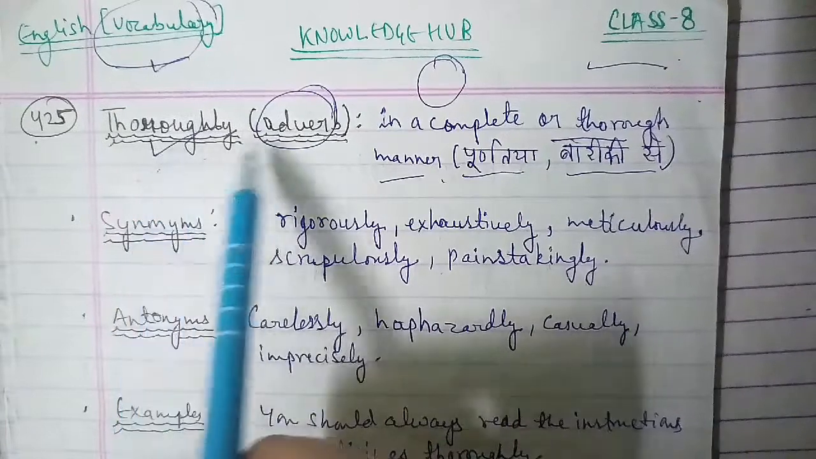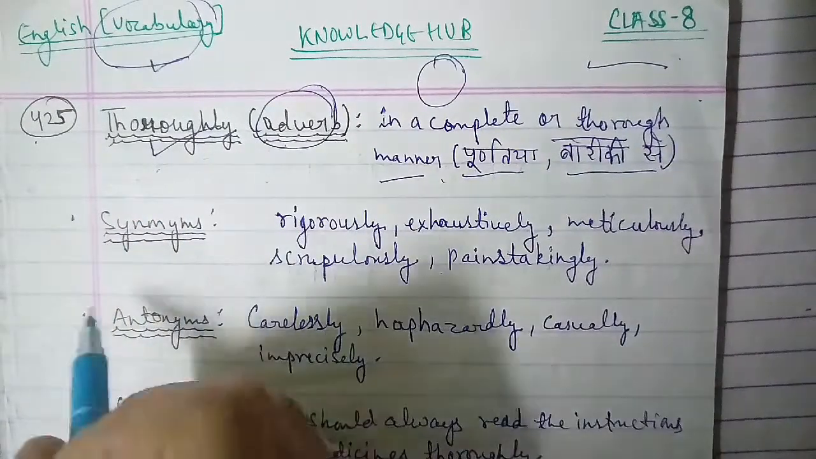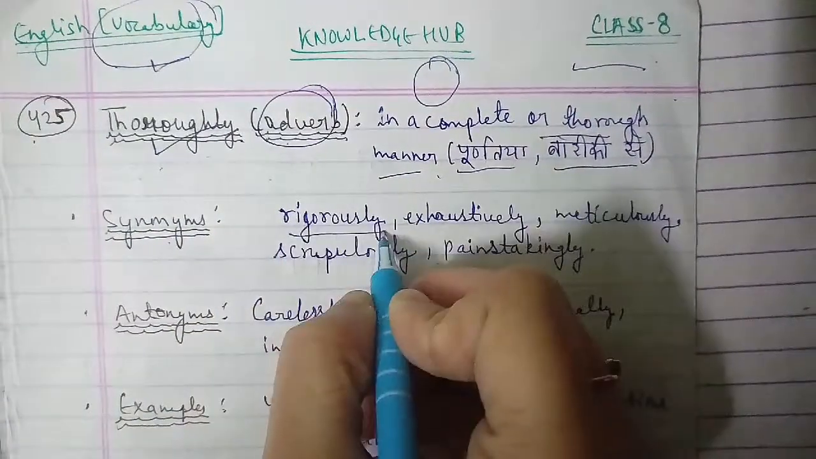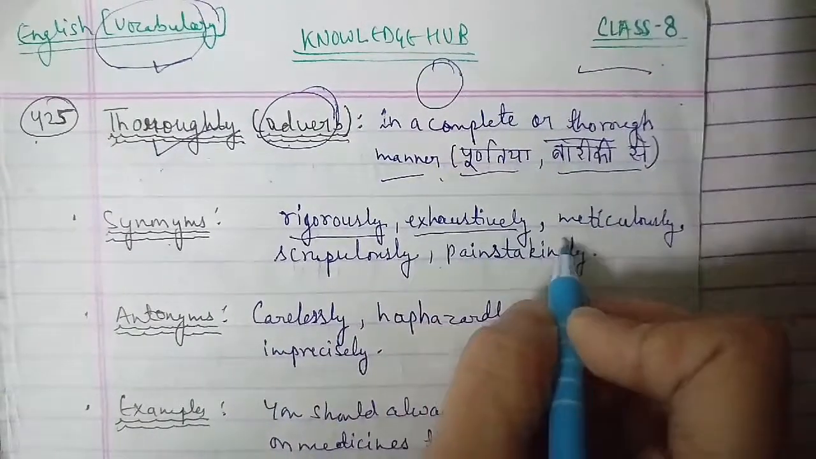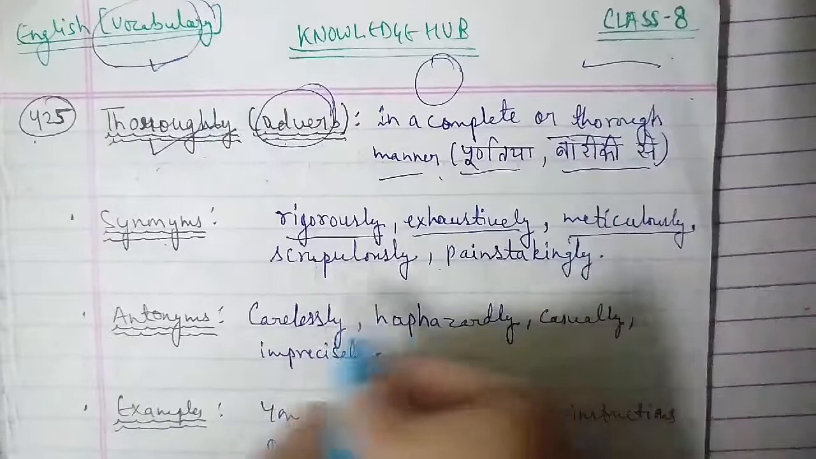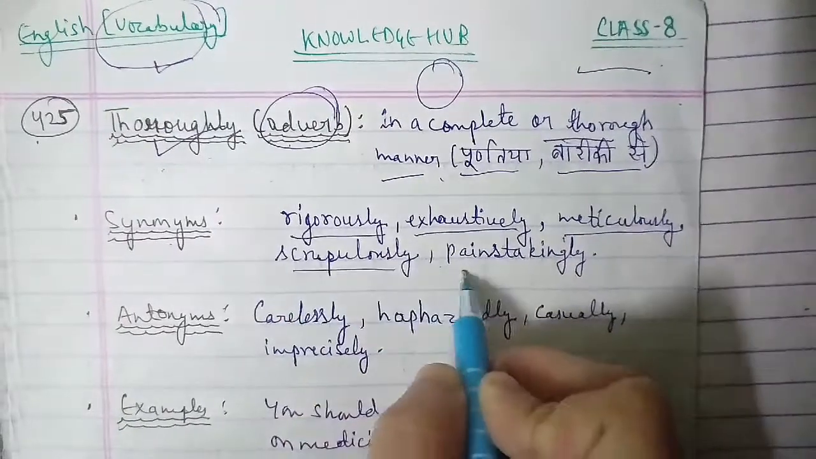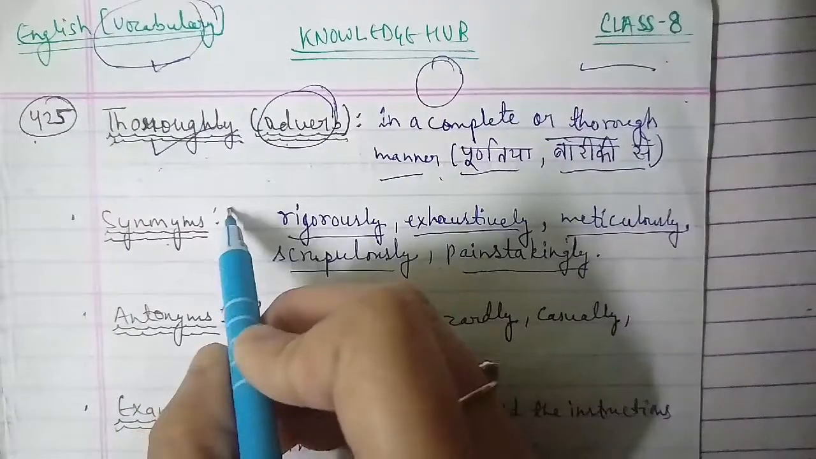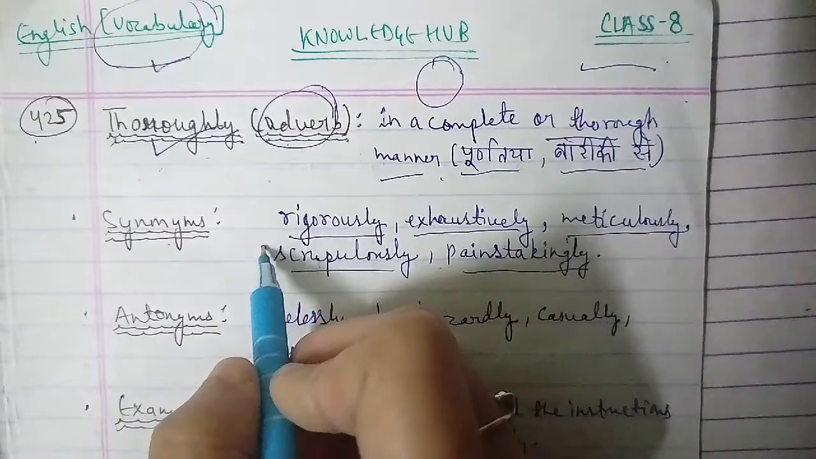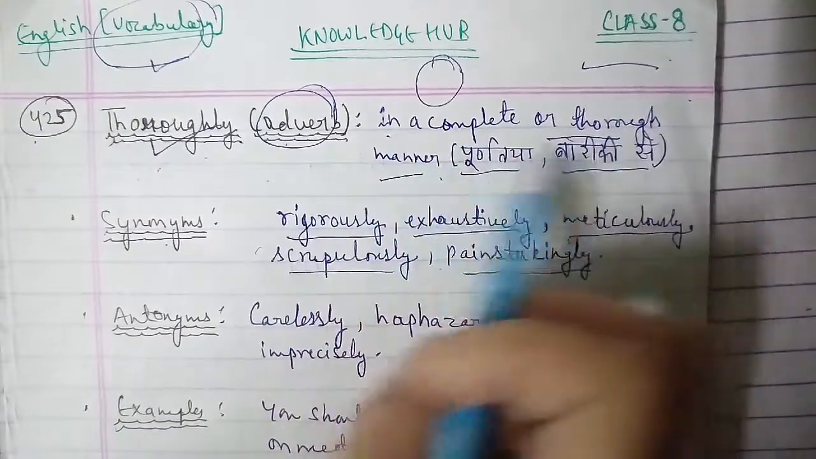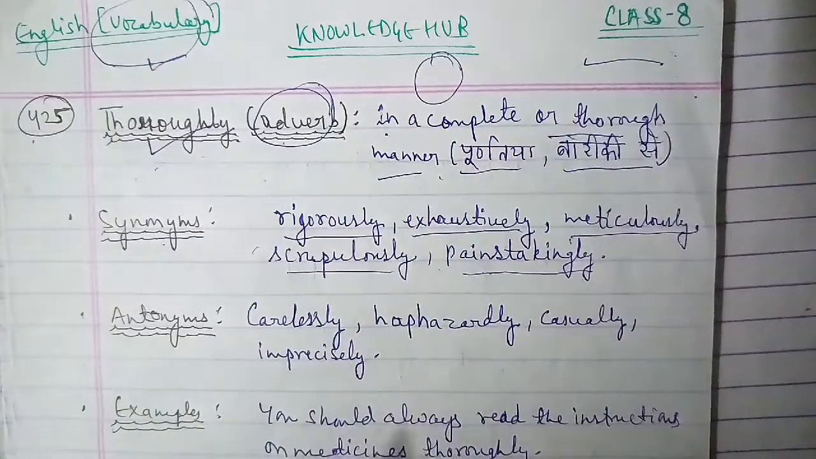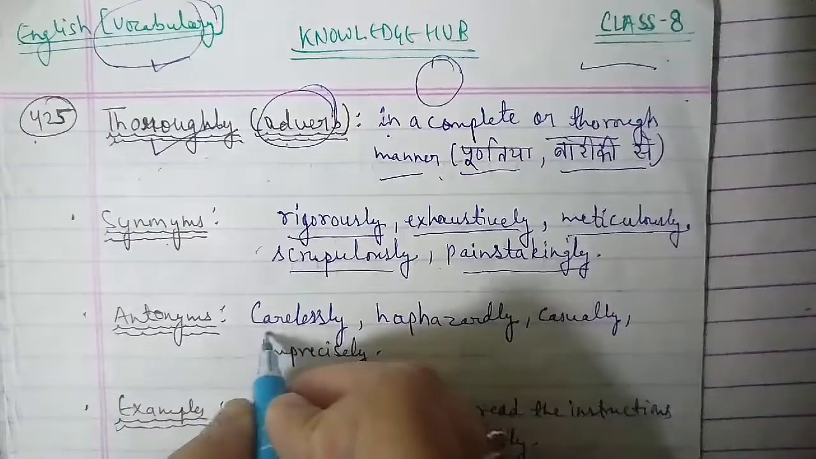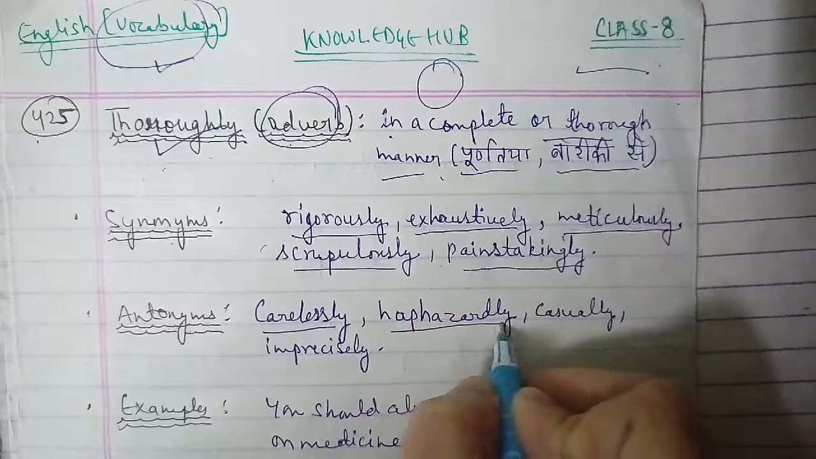Now the synonyms of thoroughly are rigorously, exhaustively, meticulously, scrupulously and painstakingly. These were the 5 synonyms of thoroughly that you can use here. And the meaning of thoroughly, as I told you, is in a complete or thorough manner, that is पूर्णतः, बारीकी से. Now talking about the antonyms, the antonyms of thoroughly are carelessly, haphazardly, casually, imprecisely. These were the 4 antonyms of thoroughly here.